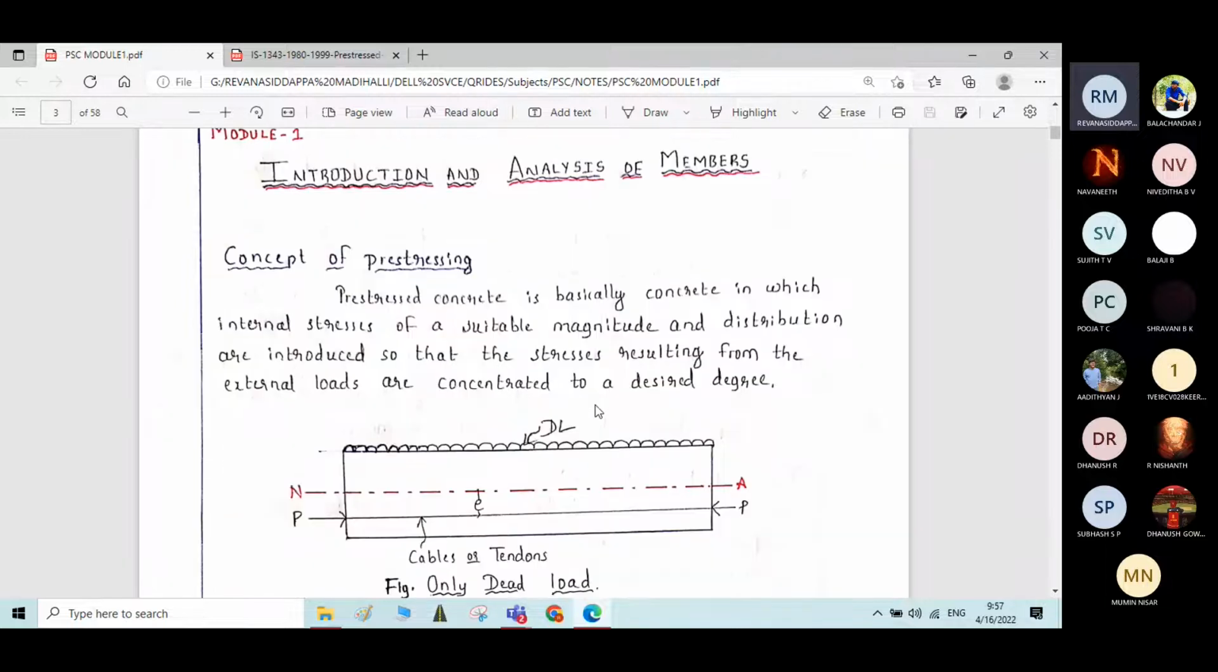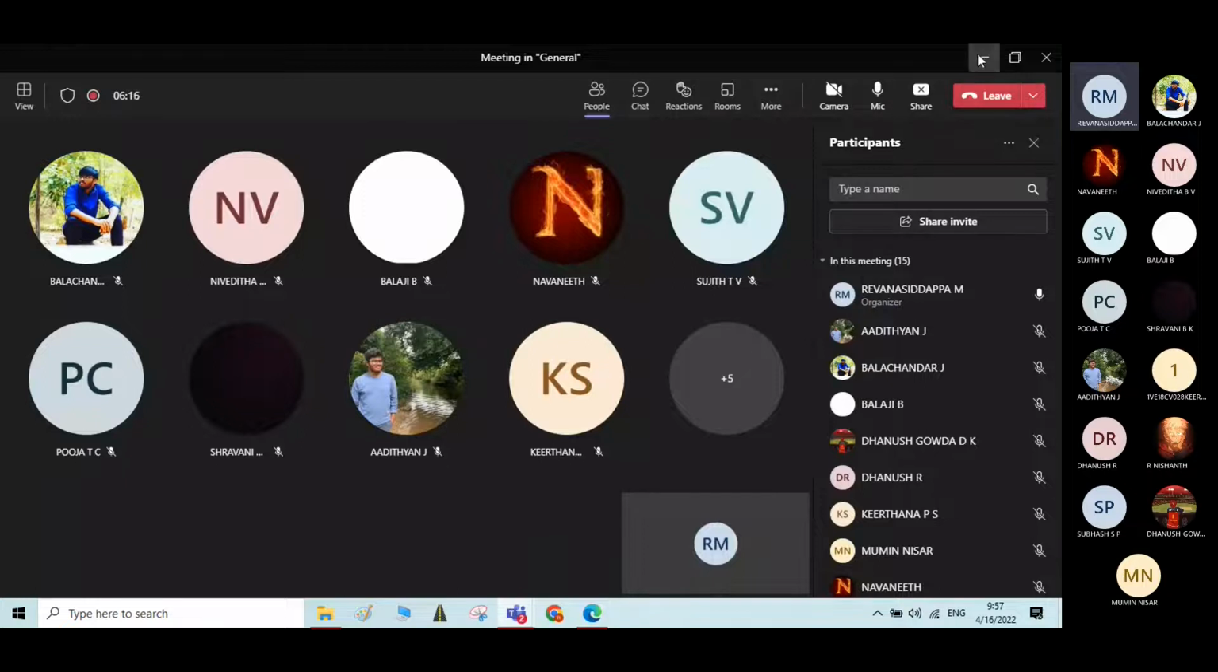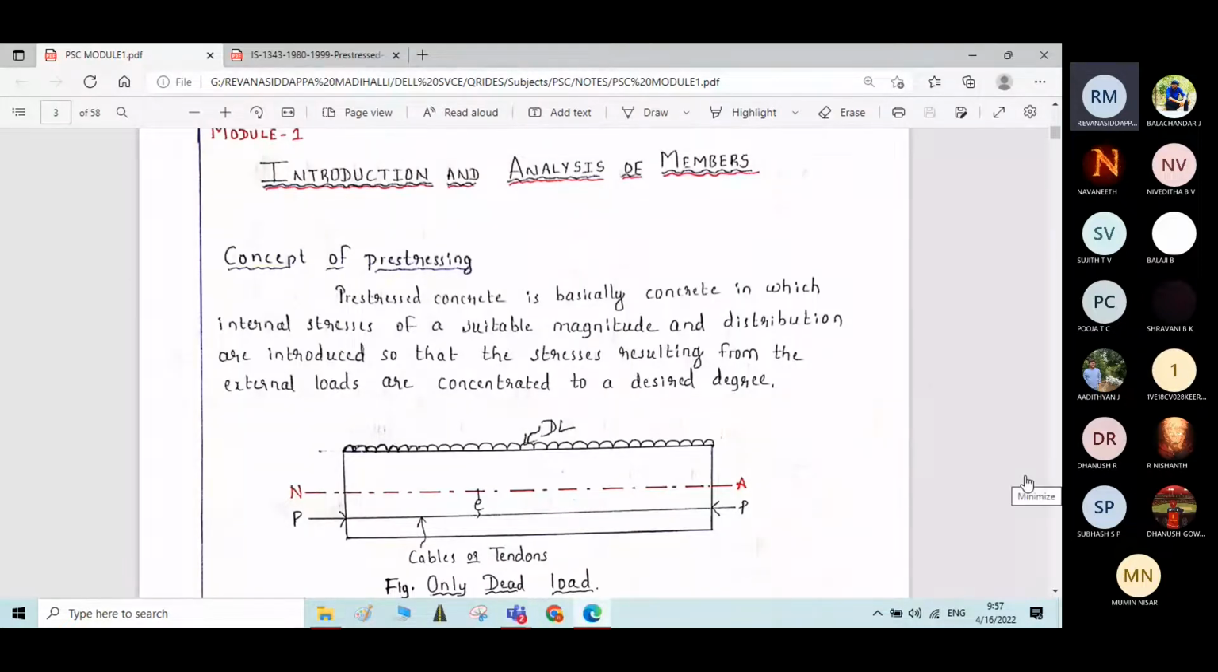I think you all heard about prestressed concrete. Ever heard or not? Have you seen prestressed concrete elements anywhere? Any examples of prestressed concrete elements? You might have seen the railway bridges, correct? The highway bridges and metro bridges. Most of the bridges are constructed by using these prestressed concrete elements only.